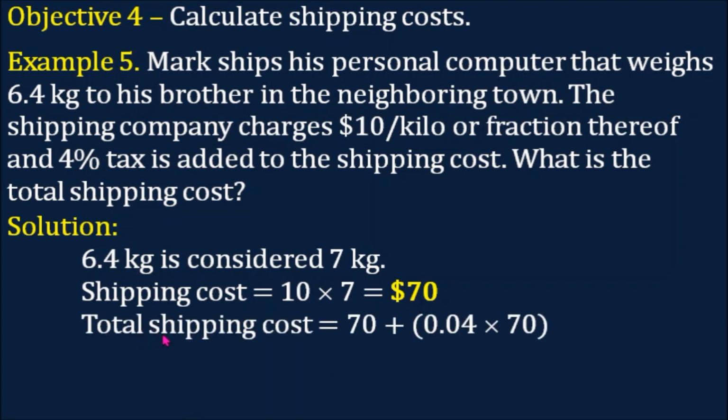Now for the total shipping cost, it says here that the 4% tax will be imposed on the shipping cost. So that means 70 plus the 4% of 70, or 0.04 times 70. And this is equal to $2.80. So 70 plus 2.80 equals $72.80.